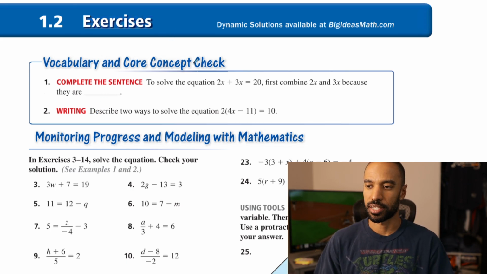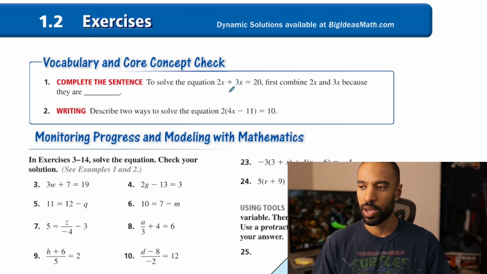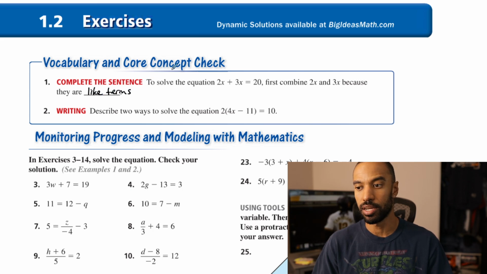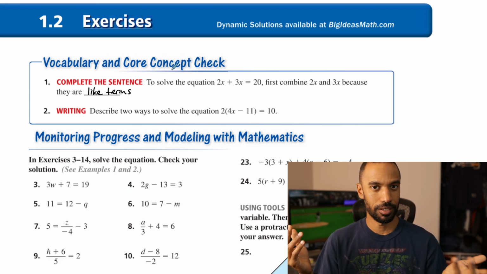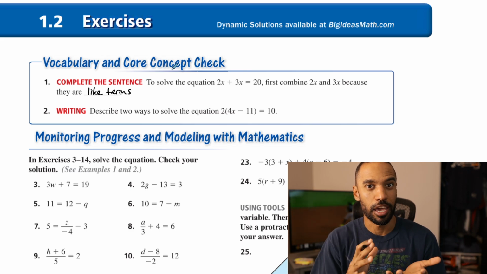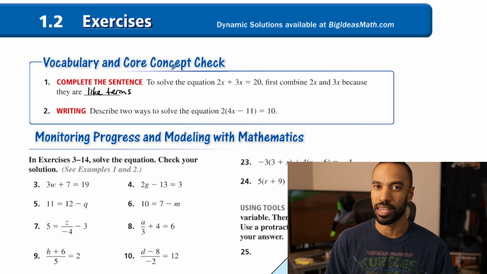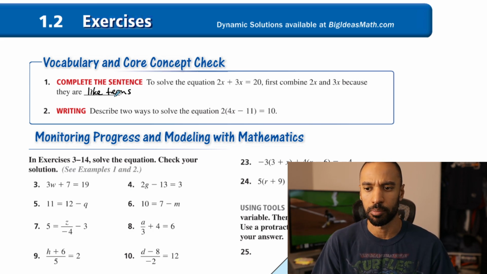Number 1, complete the sentence. To solve the equation 2x plus 3x equals 20, first combine 2x and 3x because they are, I'm going to say, like terms. I don't know exactly what phrasing they want. That's the phrasing I'm going to state. They're like terms, and 2x plus 3x is 5x. This isn't the word that they want, but they are simplifiable. You want to simplify each side of the equation, and you're probably going to hear me say that each time. First, simplify both sides. They're good. Let's move forward. That's something I'm going to be talking about.